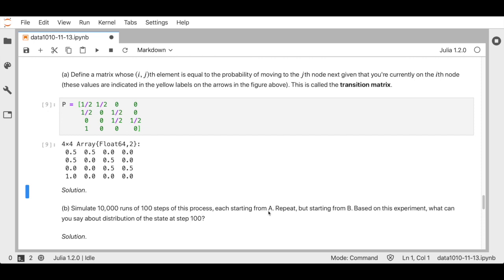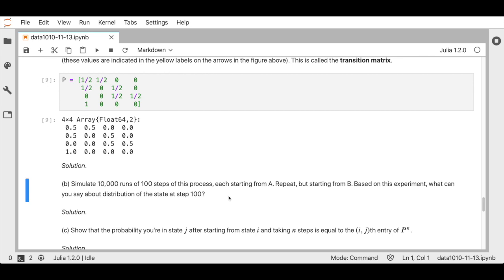So we'll start from A, we'll take 100 steps according to these rules, and we'll see where we end up. And then we'll do that 10,000 times. And then we'll repeat that whole process, but starting from B. And what we want to look at is where we are at step 100 and how it changes depending on whether we start at A or start at B. And I'll give you a moment to think about what you would expect out of this.